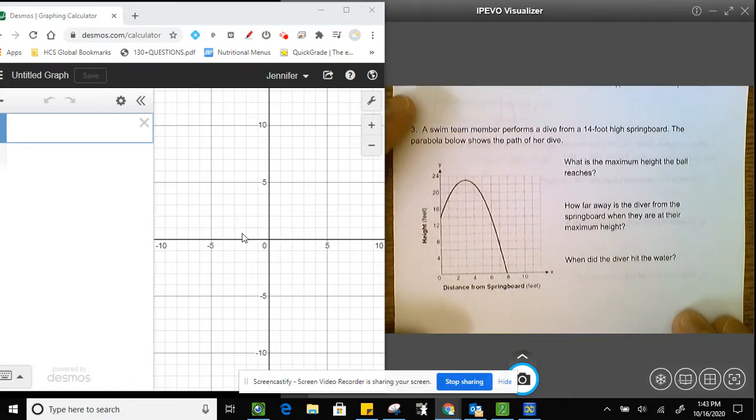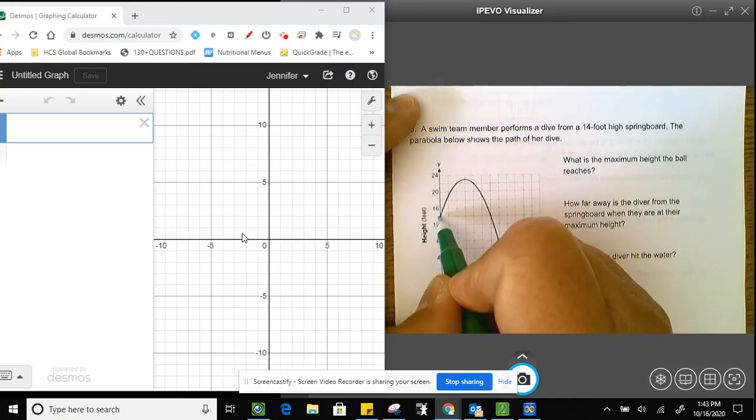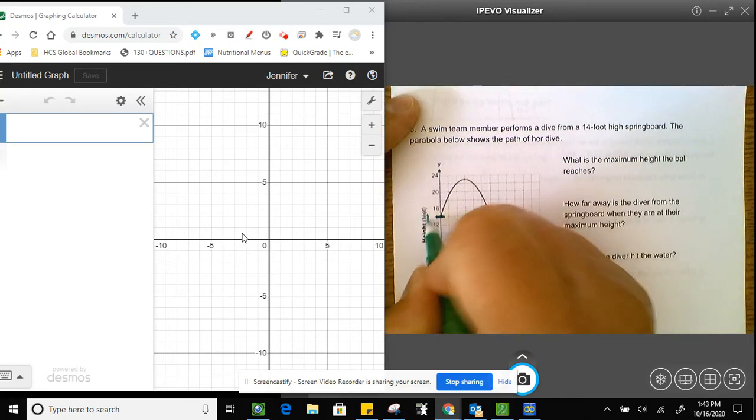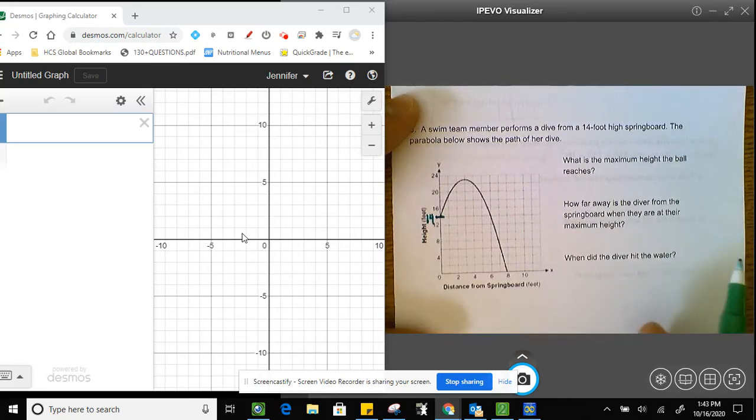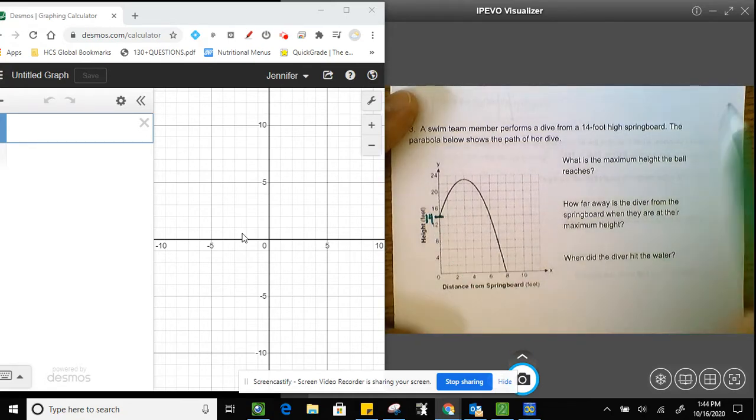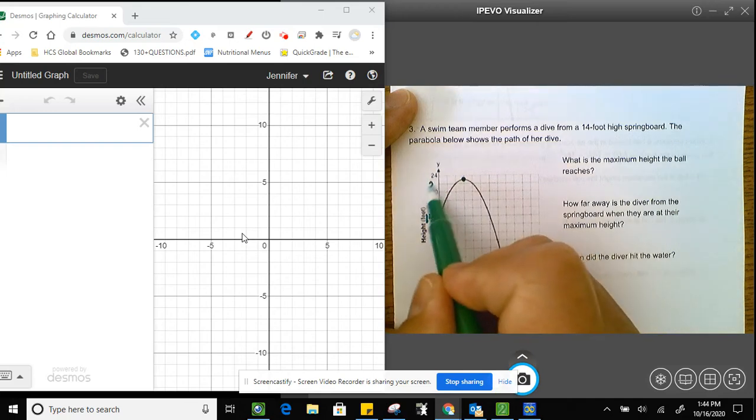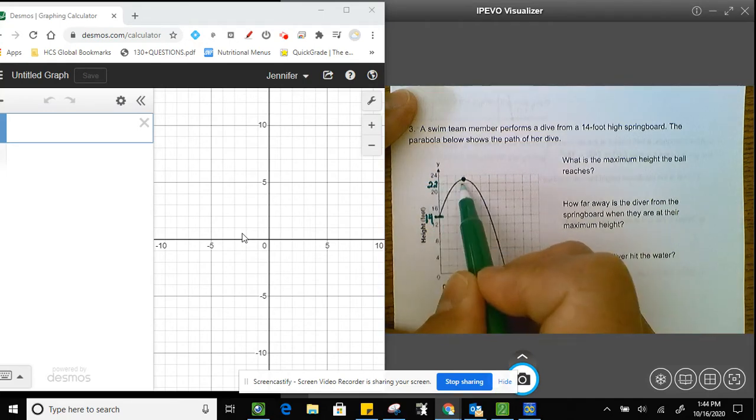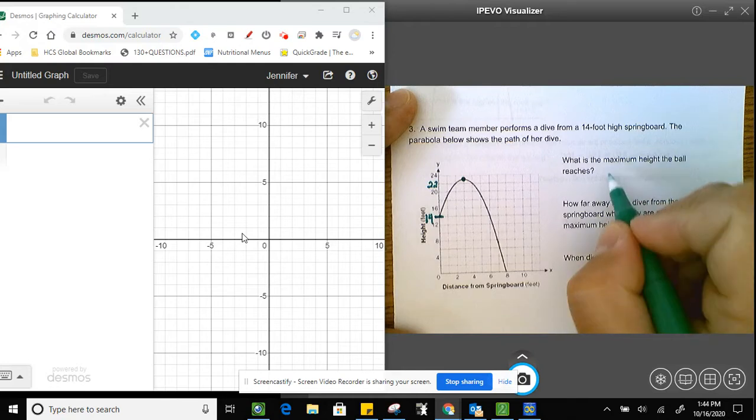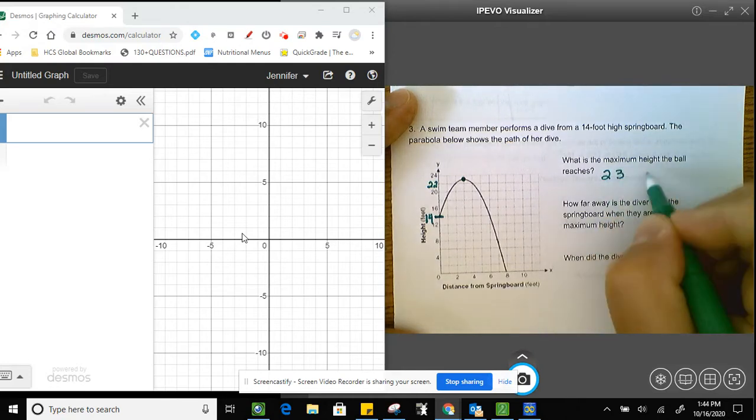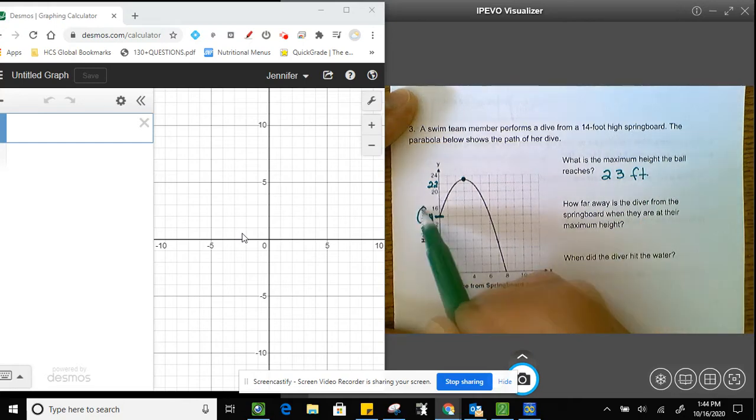Okay. A swim team member performs a dive from a 14-foot high springboard. So you notice the y-intercept is at 14 because that's where the diver or swimmer is starting from. Then it asks, what is the maximum height the ball reaches? So that's right here. Looks like it's counting by 2s, so that's 22, and it's in between 22 and 23. So let's say 23 feet because it says height in feet.